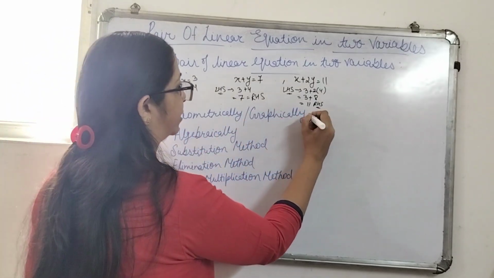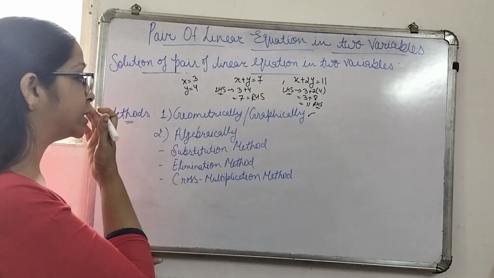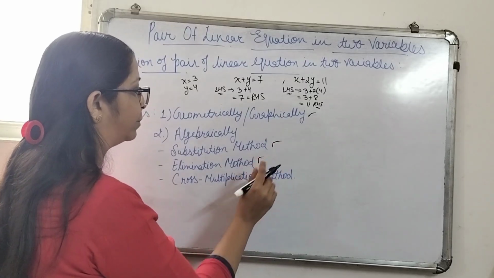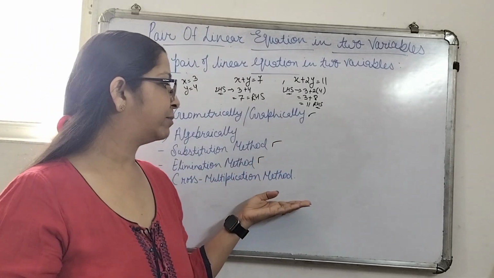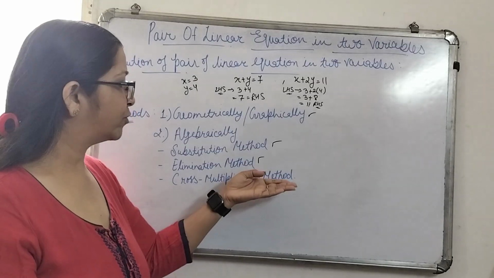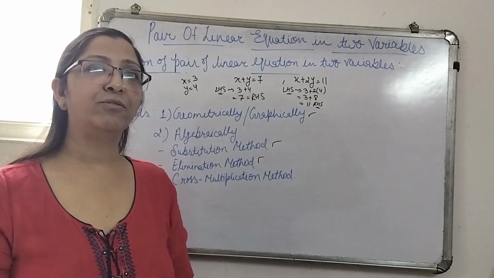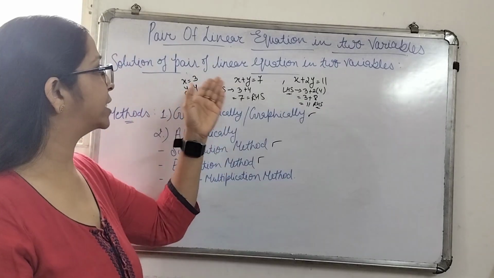Mainly we'll be discussing the graphical method of finding solutions. In the algebraic methods we'll be discussing the substitution method and the elimination method. The cross multiplication method is beyond our syllabus, so we won't be discussing it. The rest of the three methods we'll be discussing for finding solutions of these equations.